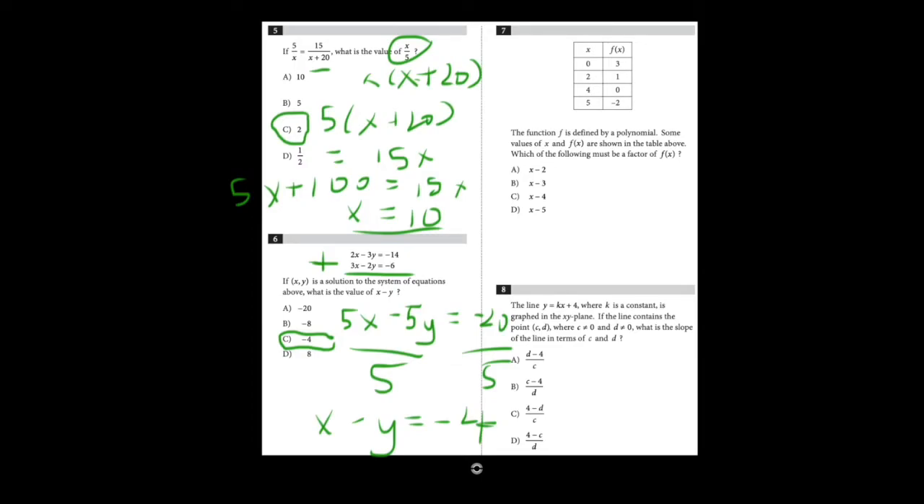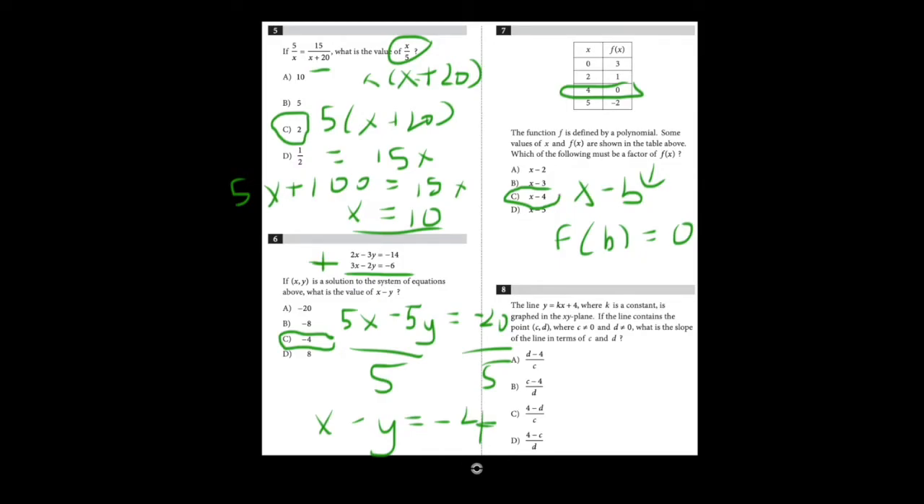Okay, we know that if x minus b is a factor of f of x, then f of b must equal 0. And based on this table, only f of 4 is 0. We can see that right there. So we know that x minus 4, because the b would be the 4. So we know that x minus 4 has to be the answer to our problem. We know it's C, and we can move on.